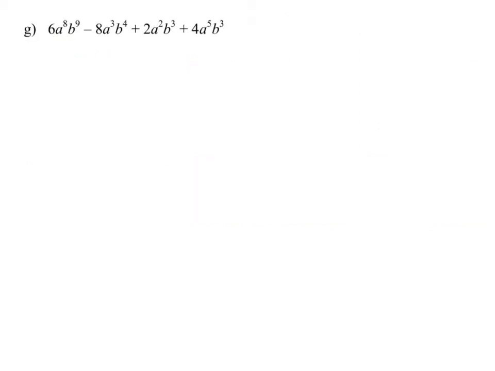Let's factor 6a to the 8th, b to the 9th, minus 8a to the 3rd, b to the 4th, plus 2a to the 2nd, b to the 3rd, plus 4a to the 5th, b to the 3rd. The greatest common factor of each one of those, looking at the coefficients of 6, negative 8, 2, and 4, the greatest common factor is 2. We see that all of the terms have a variable a, so we factor out the least exponent, which is a to the 2nd power. Each of those terms have a factor of b as well, so we factor out the least of those exponents, which is b to the 3rd.